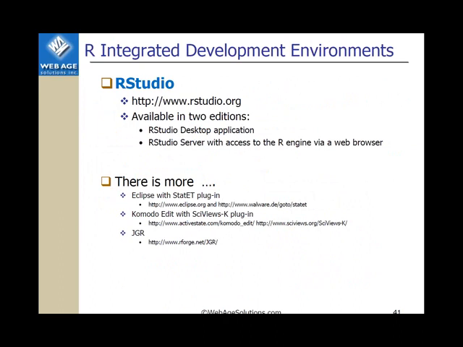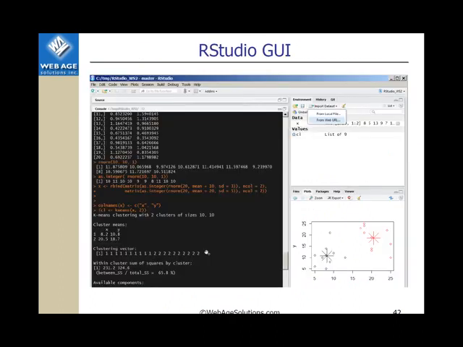RStudio comes in two editions: desktop, where you just deploy RStudio and point to the R binaries, or RStudio Server, where you have access to the R engine using a web browser, and you can collaborate with your offshore teams. So that's what the RStudio UI looks like. It's integrated, and it runs on any supported platform.